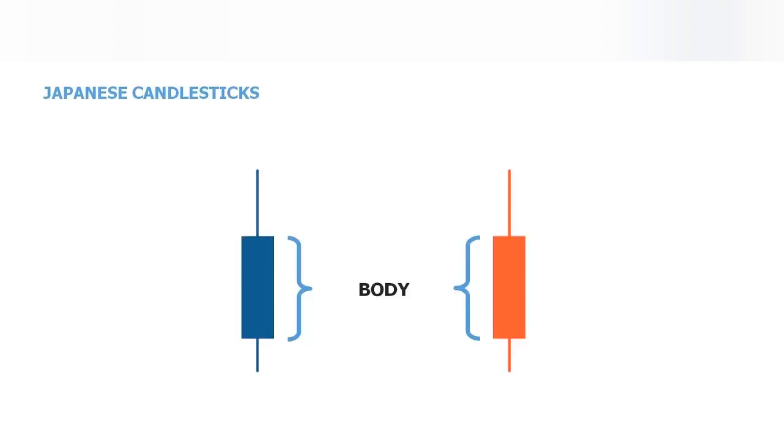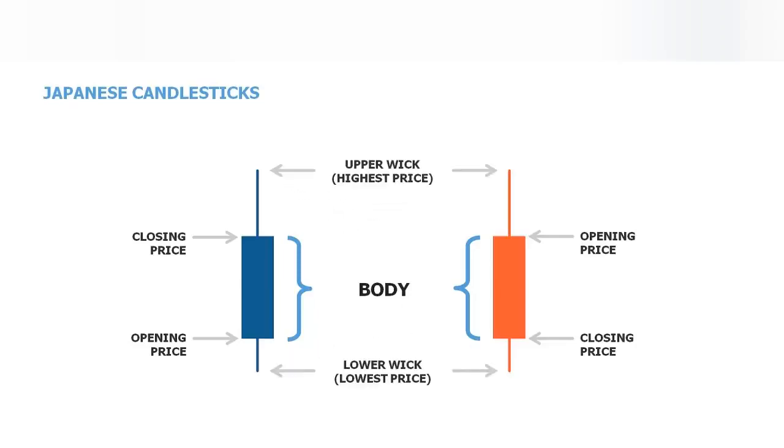If the candle is blue, the price moved up during the period. So the opening price is at the bottom and the closing price at the top. If the candle is orange, the price moved down during the period. You will find the opening price at the top and closing price at the bottom. The thin parts are called wicks, and they show you the maximum and minimum price during the period. The candle will remain blue if the price closed above the opening price, and it will remain orange if the price closed below the opening price.